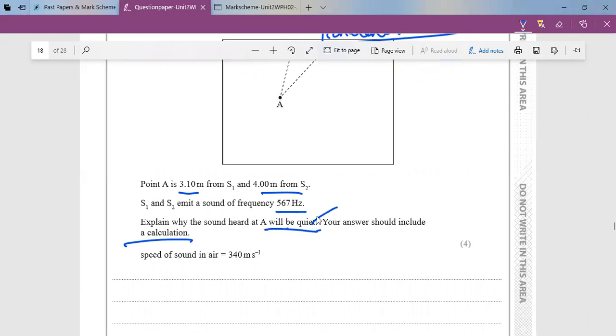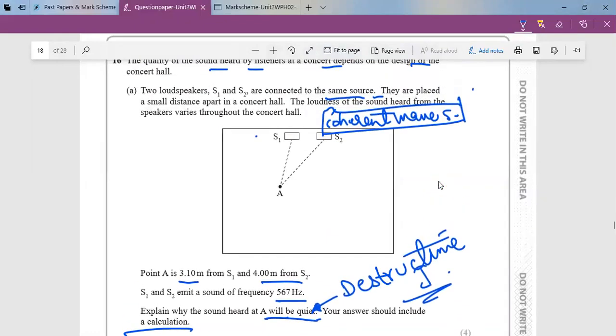Quiet, what does quiet mean? Constructive or destructive interference? Destructive. Destructive interference is occurring over there. So let's look at what's happening. This is your point A, and this is S1, and they gave us the distance from S1 to point A, which is 3.1 meters. They gave us this distance as well, which is 4 meters. And now once we have the distance of these two paths, can we calculate the path difference?